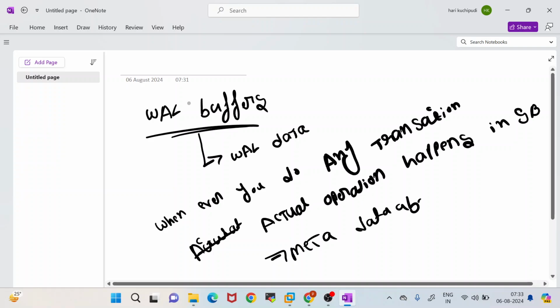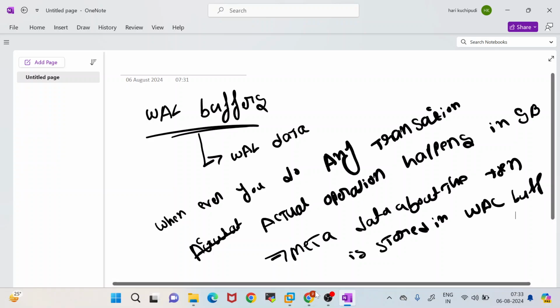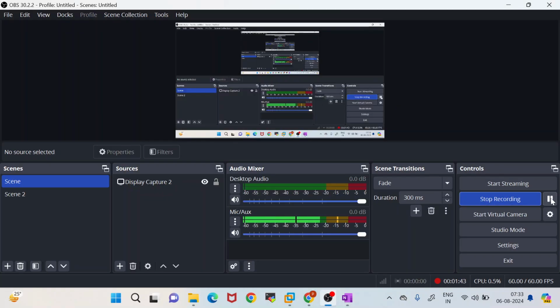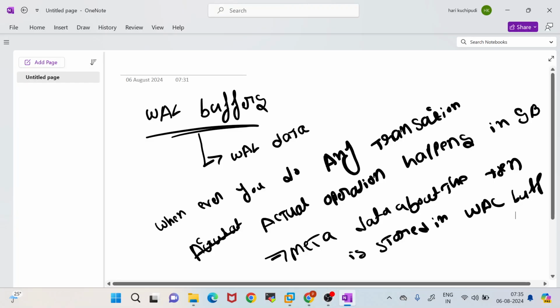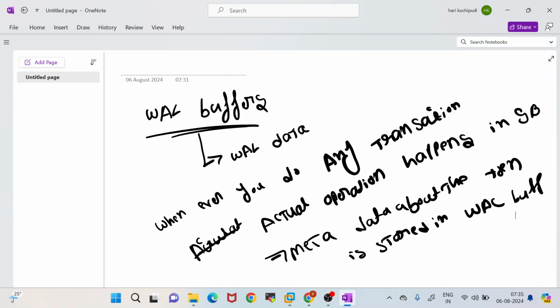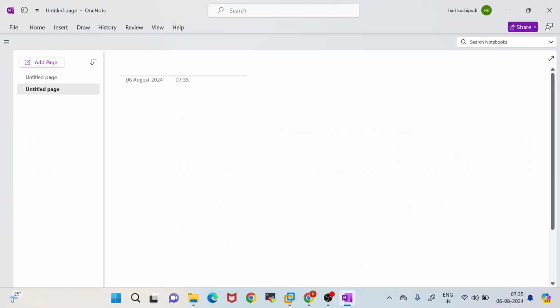metadata about the transaction is stored in the WAL buffer. Today we are going to discuss this WAL buffer. The actual operation happens in shared buffers, whereas metadata about the transaction is stored in the WAL buffer. Whatever data is stored in a WAL buffer is called WAL data.